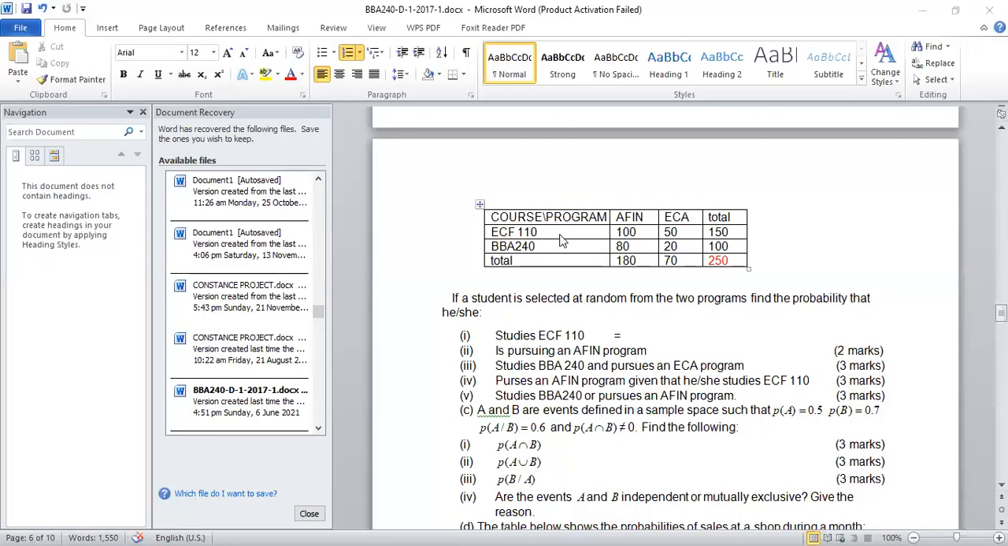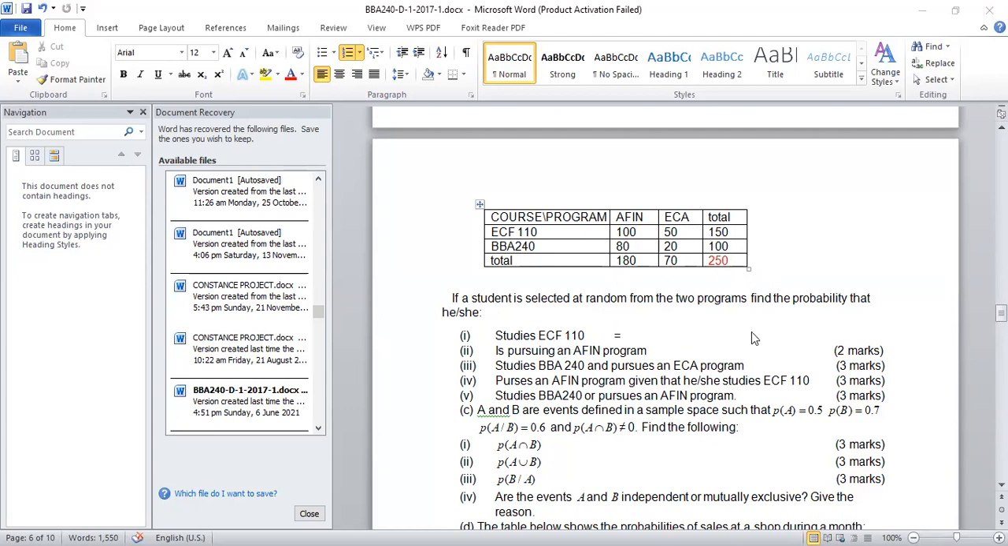So the first thing you need to do is find the totals. For the first program, the total is 180. For ECA, the total is 70. Then ECF, 150. BBA, 240, 100. Then you total up from either direction.